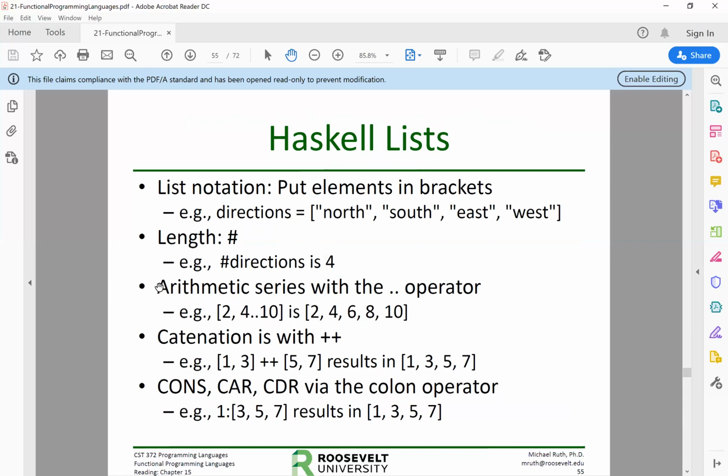And you can do an arithmetic series with the dot operator, which is awesome. You can say 2, 4 dot dot 10, and that's going to put 2, 4, 6, 8, and 10. And how does that go? Well, what it does is it calculates the difference between 2 and 4, and then it looks at the range from 4 to 10 and puts those things that match that definition. Pretty simple process.